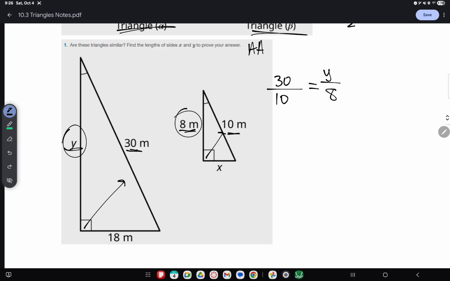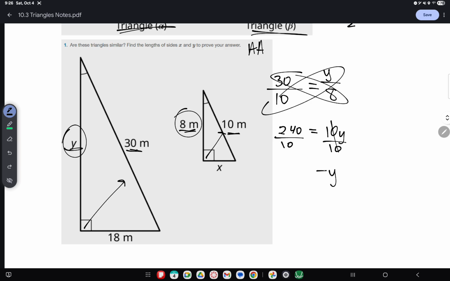And then when I have 2 proportions set equal to each other like this, I can cross multiply. So 30 times 8 is 240. And that equals 10 times y, which is 10y. And then I'm going to divide both sides by 10. So y equals, and then 240 divided by 10 is 24. So y is 24 meters.